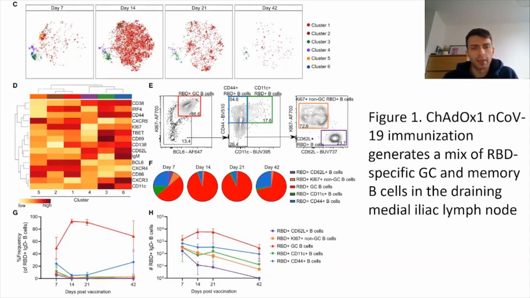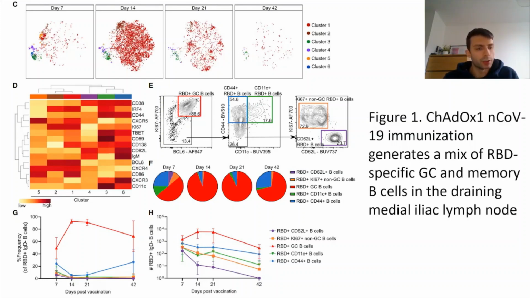We used pie charts in F to describe the relative frequency of each cluster at each time point. You can see at day 7, early in the response, there is a wide mix of clusters, and as the germinal center becomes predominant, the red cluster becomes by far the largest. And at a later time point, we then see a re-expansion of other clusters, namely the CD44 high, CD11c negative cells, which we believe to be germinal center-derived memory.